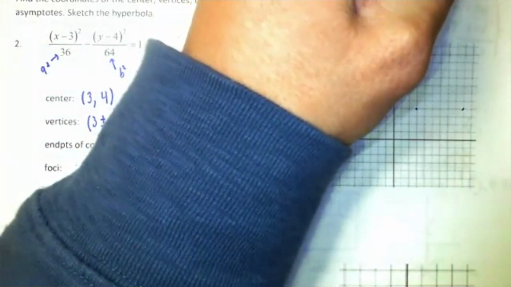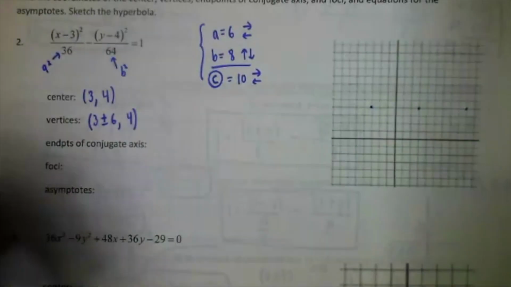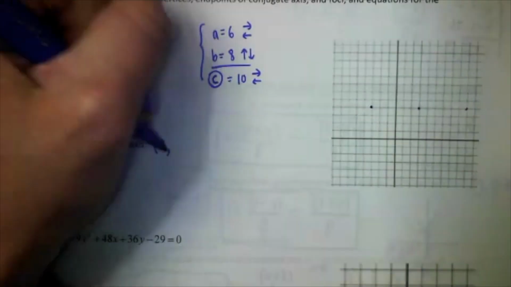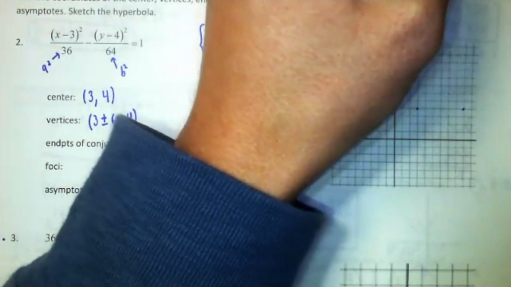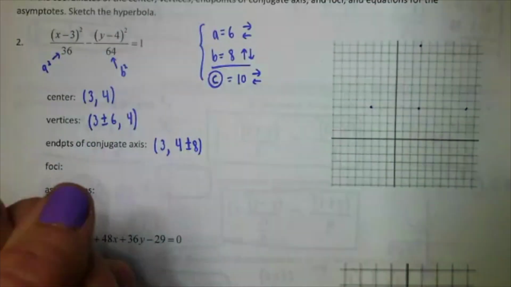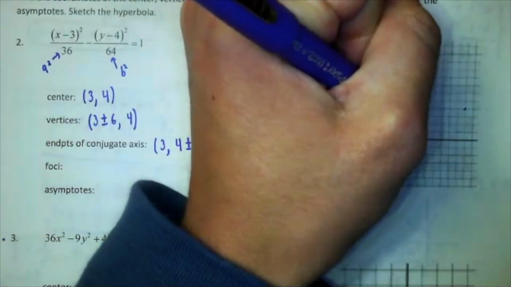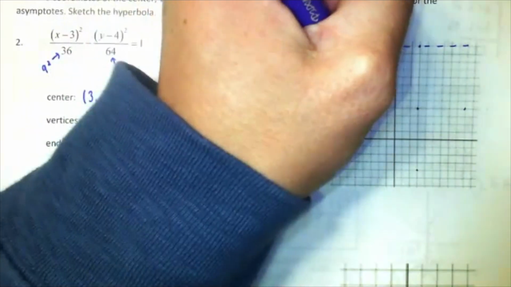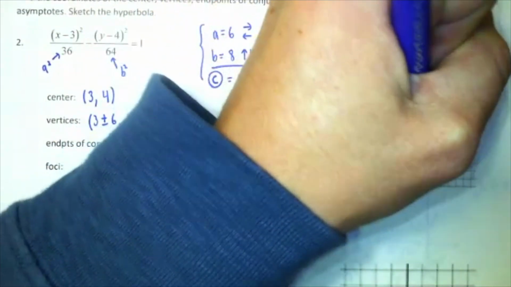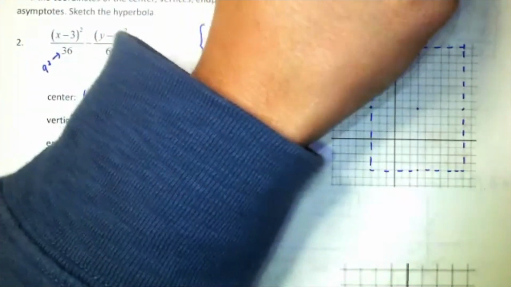Endpoints of conjugate axis. Let's use b to get those. Let's go up and down 8 from the center. So 4 plus or minus 8. I have to go off the graph a little bit. 1, 2, 3, 4, 5, 6, 7. Oh no, never mind. 8 that way. And then 8 this way. 1, 2, 3, 4, 5, 6, 7, 8. And this gives you a dotted line box that's going to help shape your hyperbola. So the midpoints of this box are the points we just plotted. Maybe I'll darken them in a little bit.